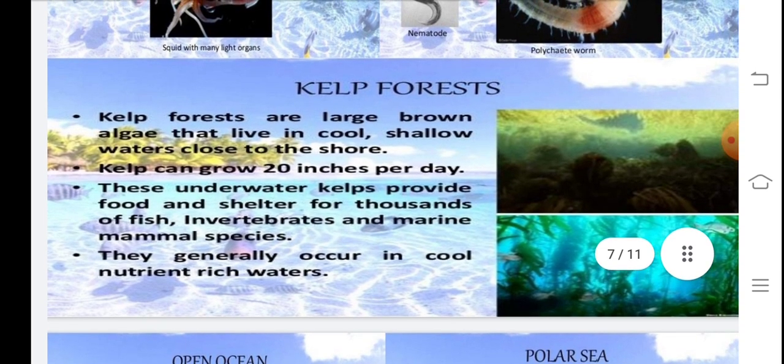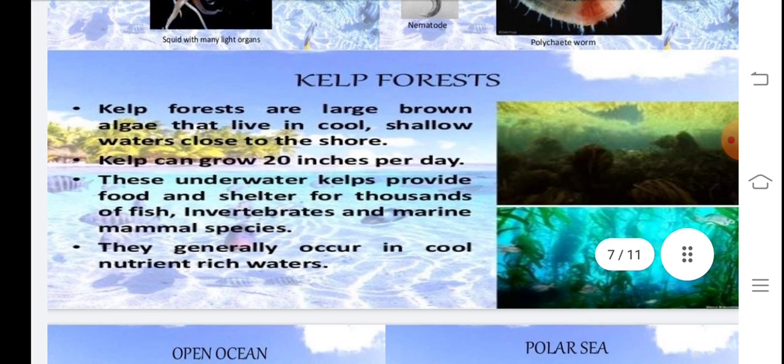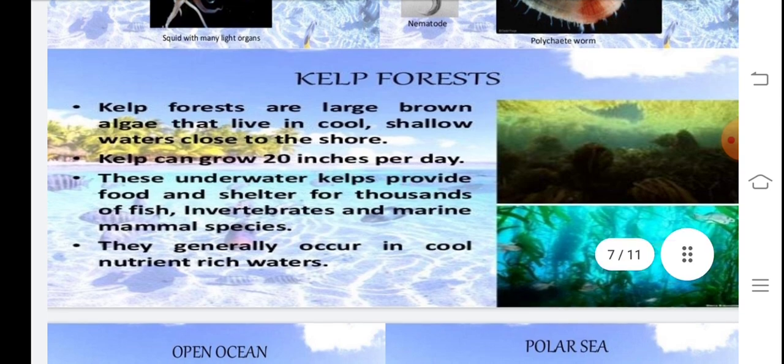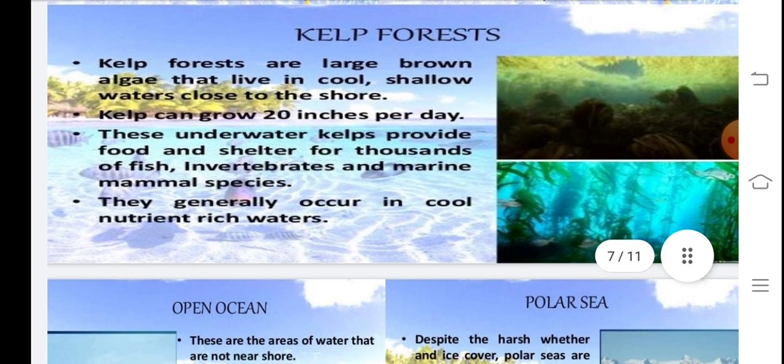Kelp forests are large brown algae that live in cool shallow water, and they grow about 20 inches per day. Since 12 inches make 1 foot, near about 1.5 feet of growth is generally seen every day, and therefore they form very large, film-like structures. They grow under water and provide food and shelter.